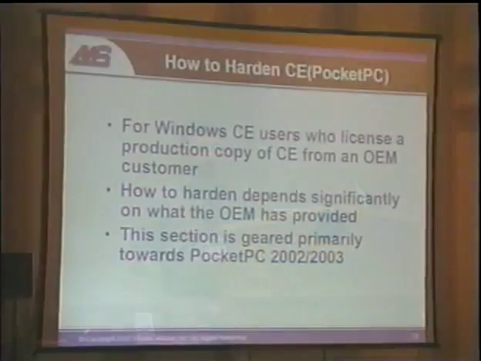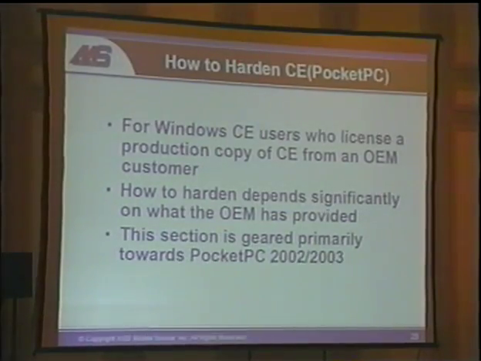Moving into the next section, we're going to take a look at, not from the OEM perspective, but from a user perspective, what you can do with a typical version of CE to make it more secure. And in this case, we're looking at Pocket PC 2002 and 2003. Most of you probably raised your hands, probably have one here. What you do to harden these kinds of devices depends to a certain extent, but not a great extent, on where you bought it from. The security provided by Compaq, for example, is probably a little bit better than the rest. Most of the others are probably the same.